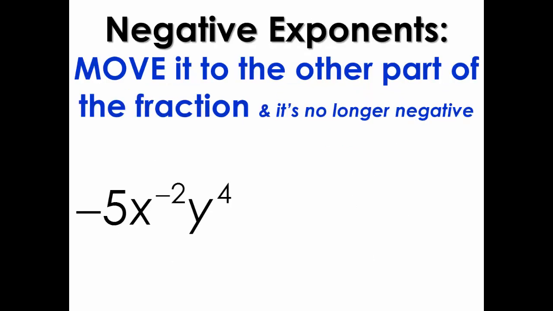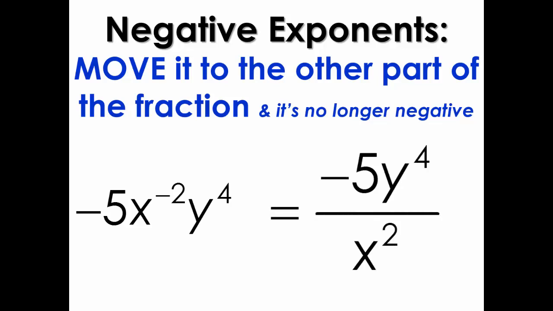Negative exponents cause it to be the reciprocal, which means it's going to flip to the other part of the fraction. So here are the ones that are going to move. X to the negative 2 is going to move down, but not the negative 5, because that's a negative out front. Only if there's a negative in the exponent.